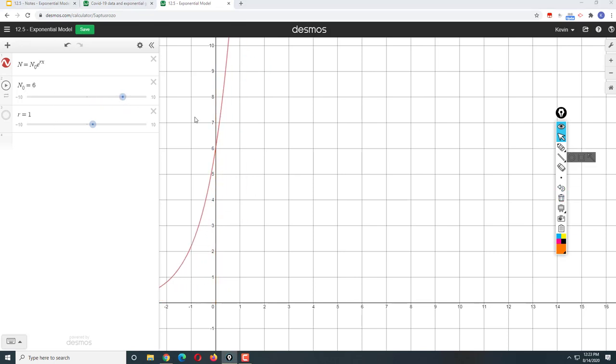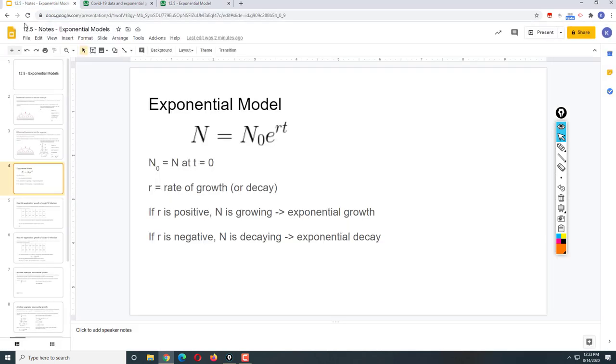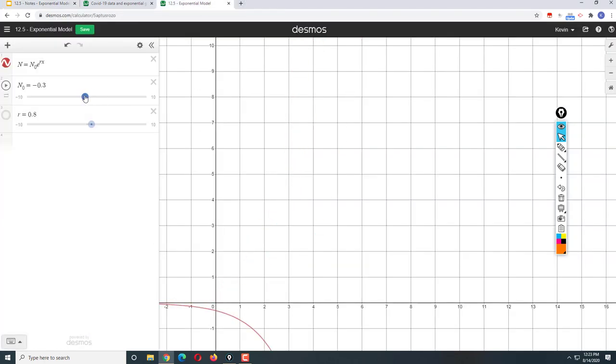Next, r is how quickly it's growing. The bigger the r, the faster it grows. The smaller the r, the slower it grows. When the r is negative, it starts decaying. So when r is negative, we have exponential decay like this. And when r is positive, we have exponential growth. So this is our exponential growth model. When r is positive, we get growth. When r is negative, we get decay.